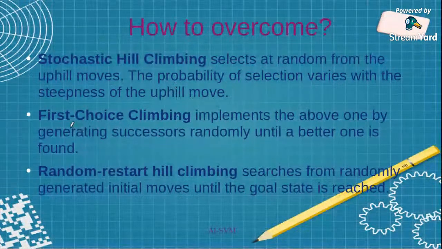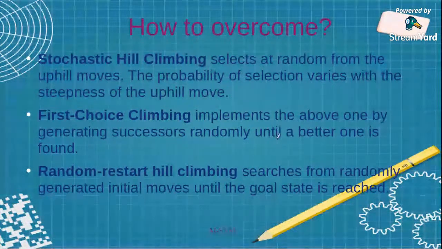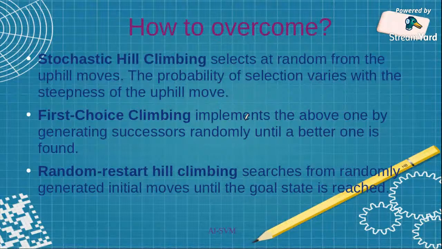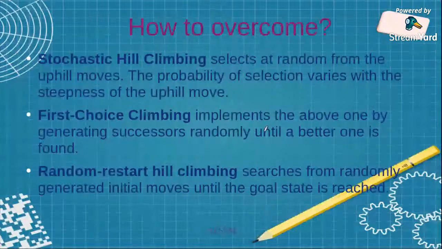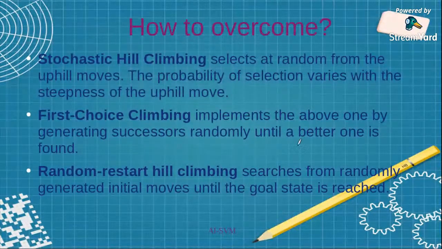Then you can apply first-choice hill climbing. So don't look at all the possibilities. Randomly select one, and if it is found better, continue. Or random restart hill climbing. So that's what we just discussed.